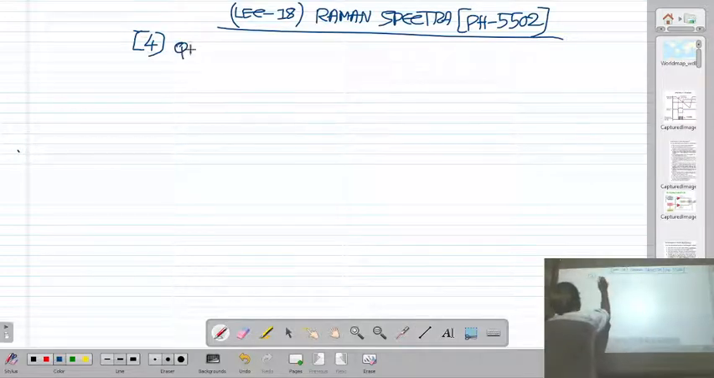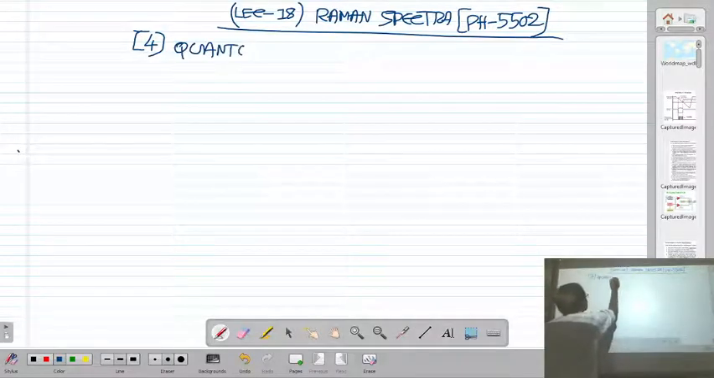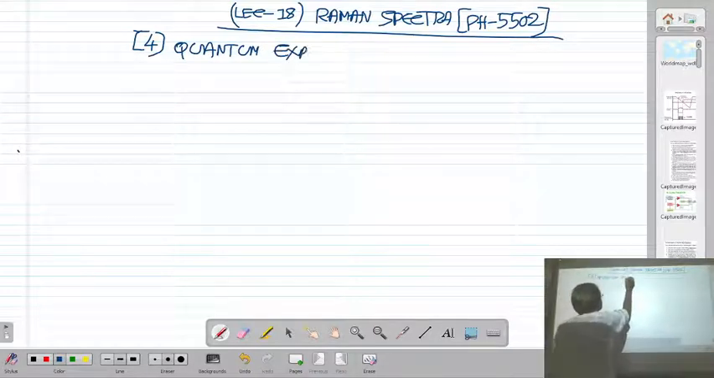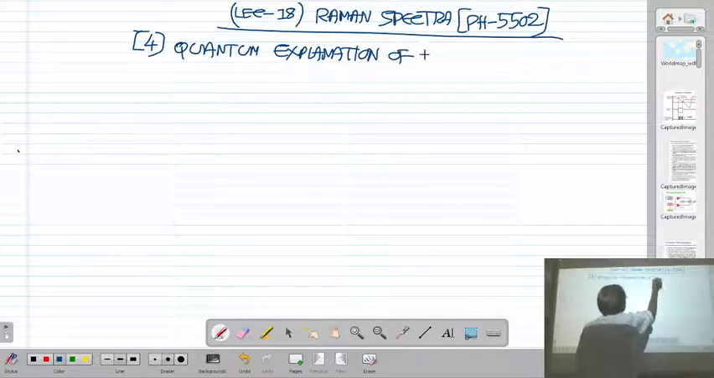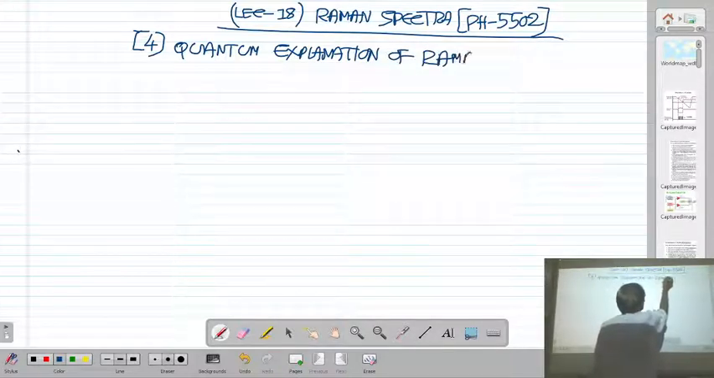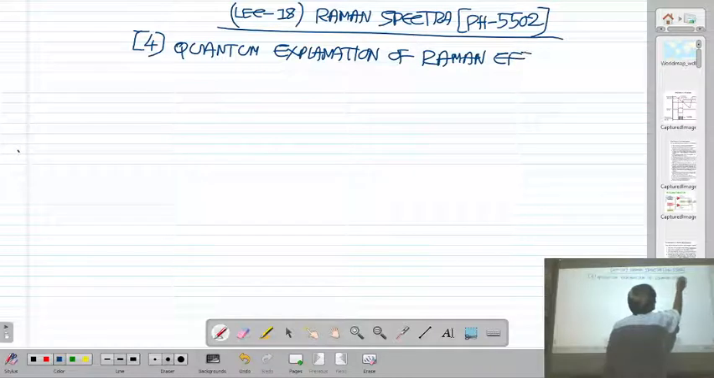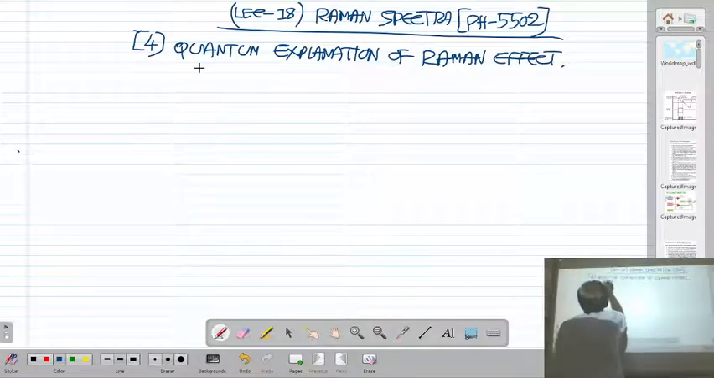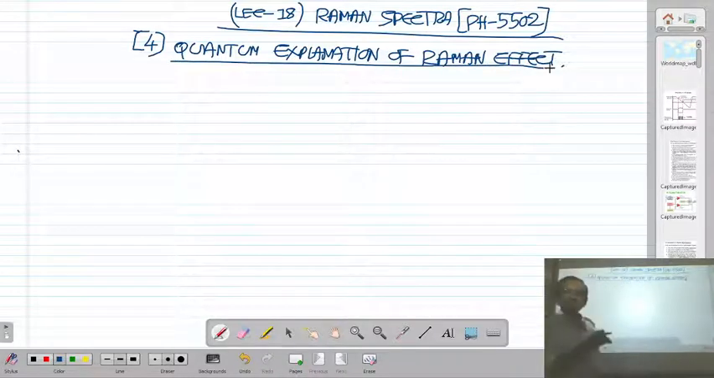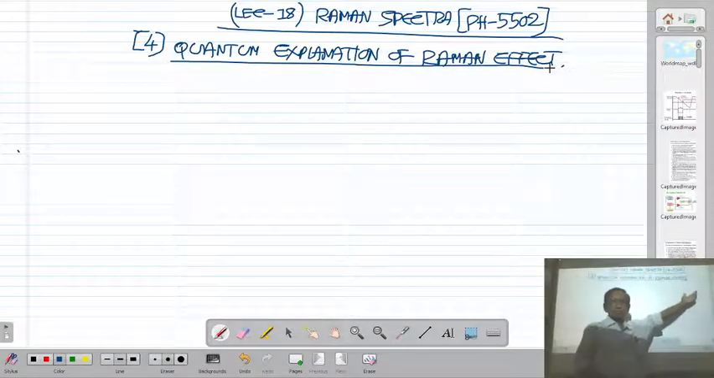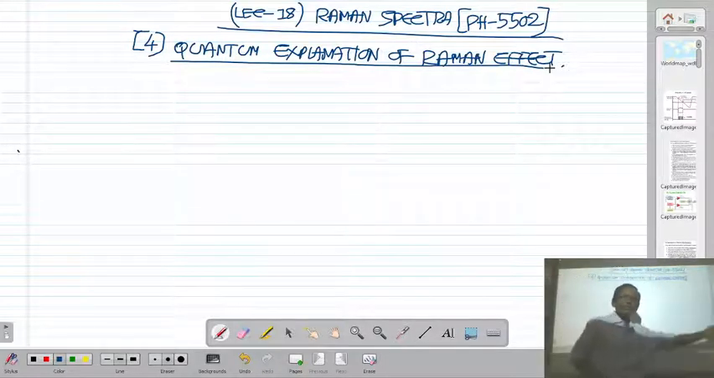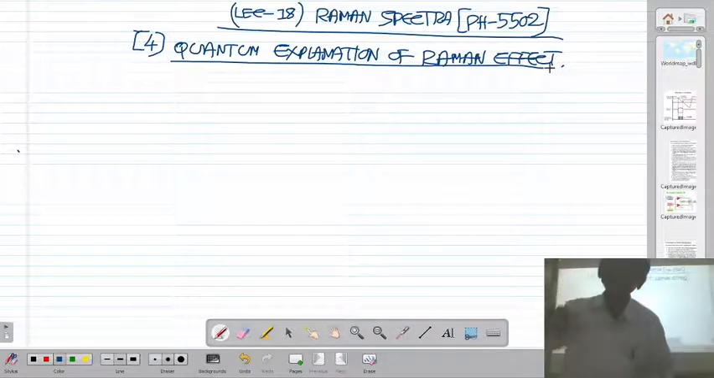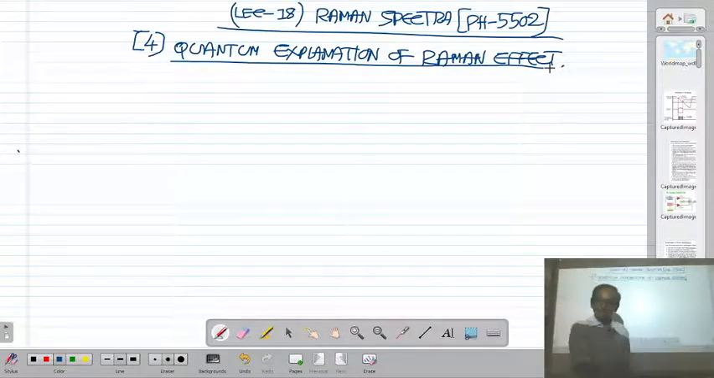Quantum explanation of Raman. So, in the previous lecture number 17, we discussed the classical theory of Raman effect. Today, in lecture number 18, we will discuss the quantum explanation of Raman effect, that is, why we are getting Rayleigh line, Stokes line, and anti-Stokes lines.